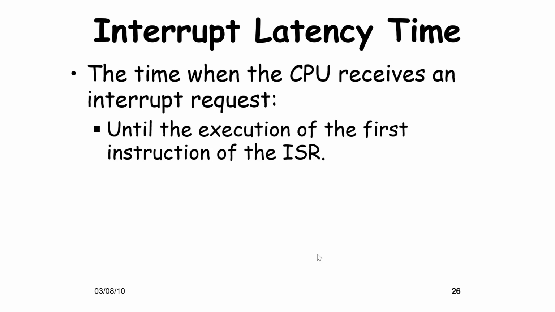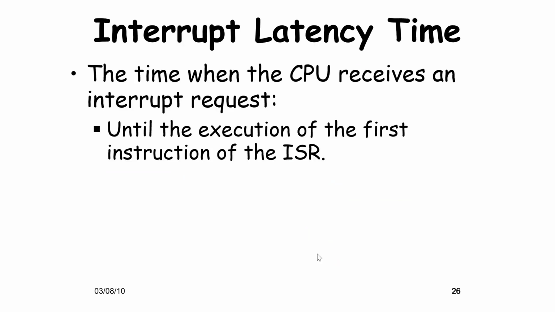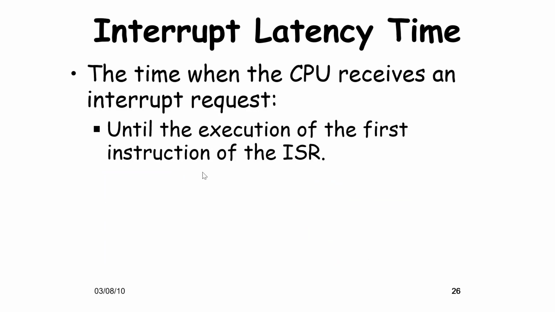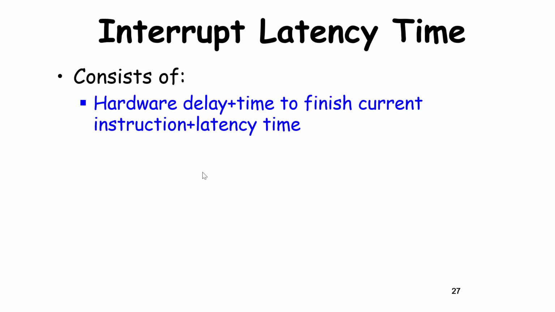The interrupt latency time is something that deserves some more consideration. We had seen this over here, and we are looking at it in slightly more detail. The interrupt latency time would be the time from when the CPU receives an interrupt request until the interrupt routine actually starts running, till the first instruction of the ISR. So from a task stopping because you got an interrupt to the running of the ISR is the time that we are talking about.